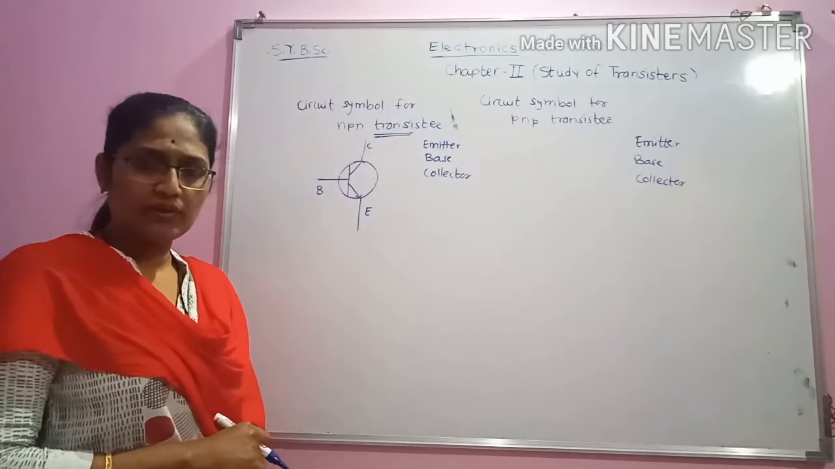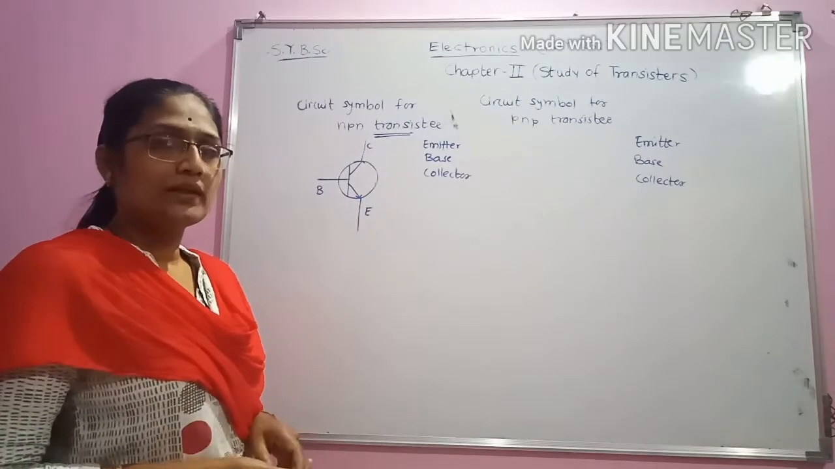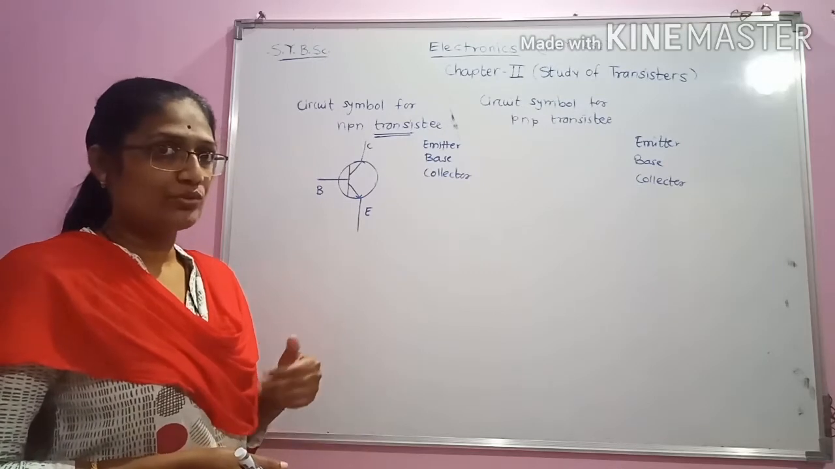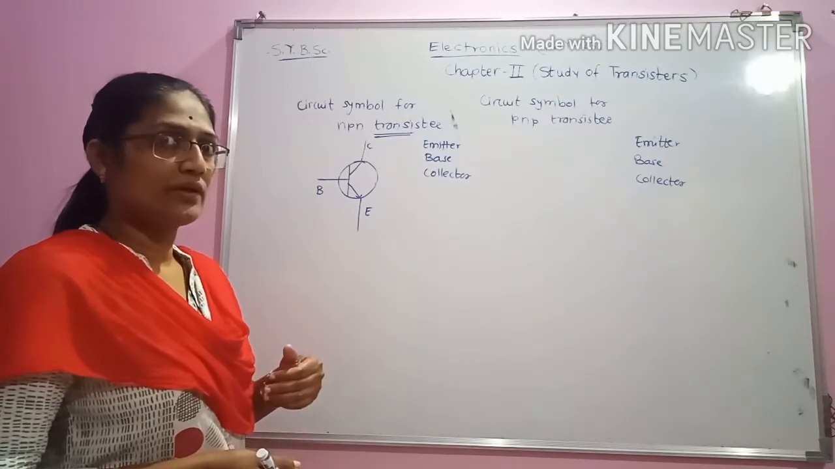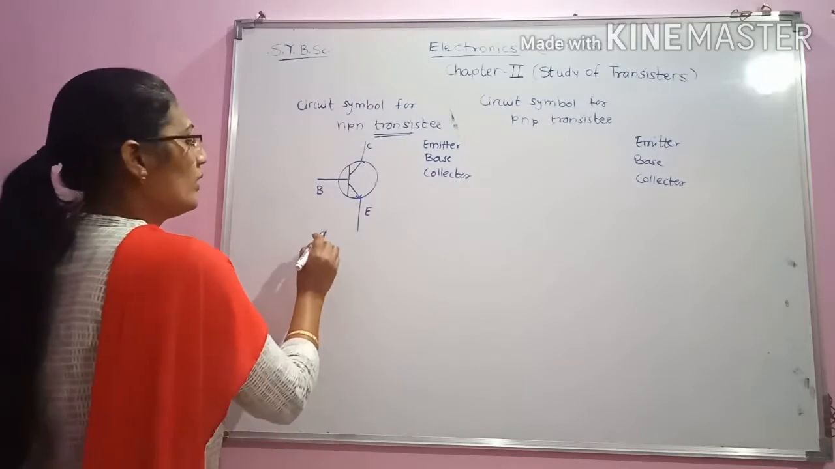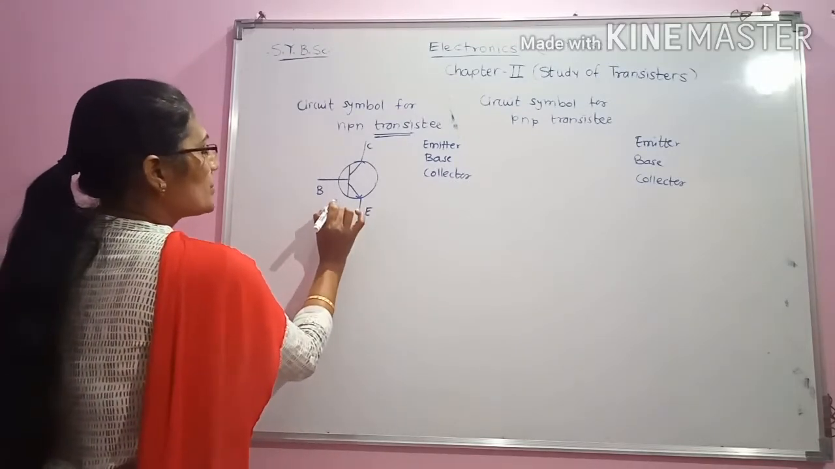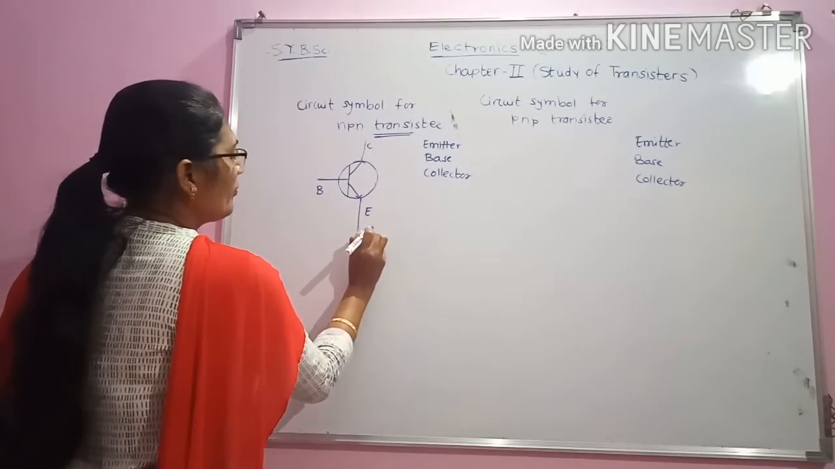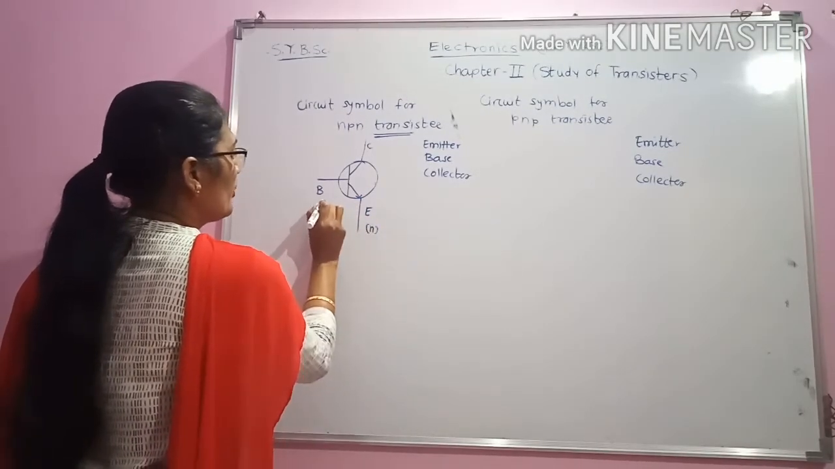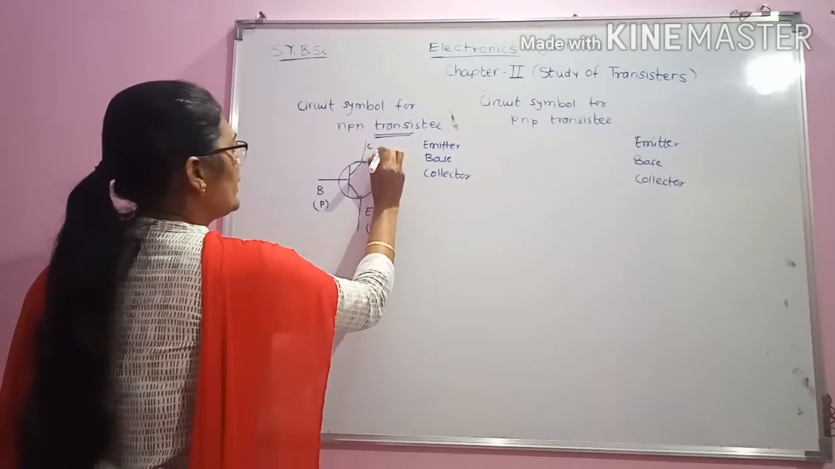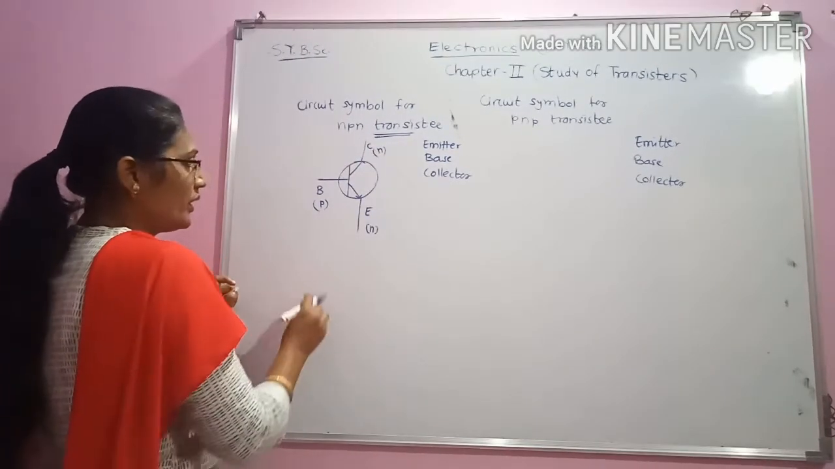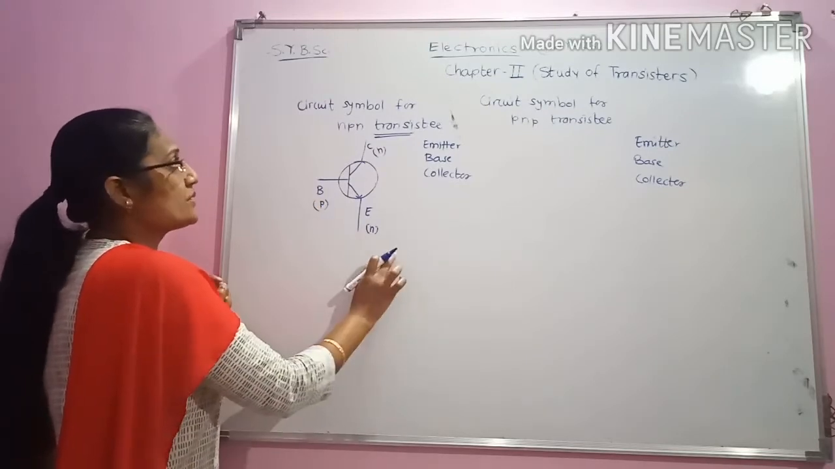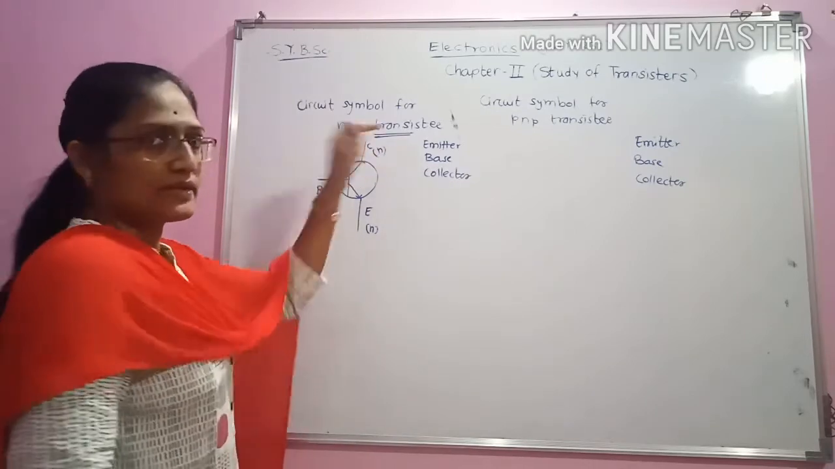In the case of the NPN transistor, if you recall, the current flows from emitter to base, but actually the conventional current moves from positive to negative. The NPN is made up of N type material, P type material and N type material. Therefore, the conventional current flows from positive to negative. Hence, this is the symbol for the NPN transistor.